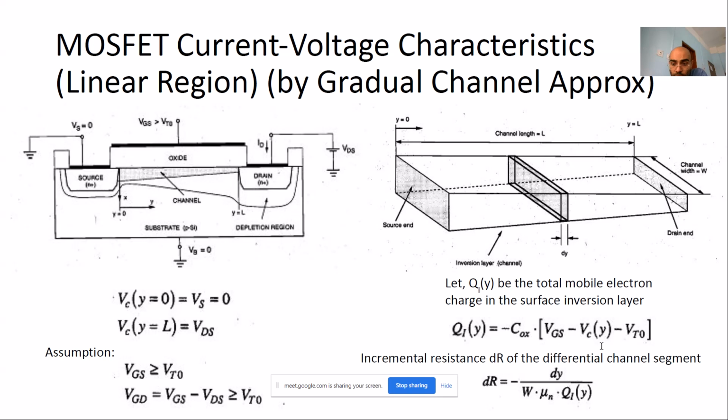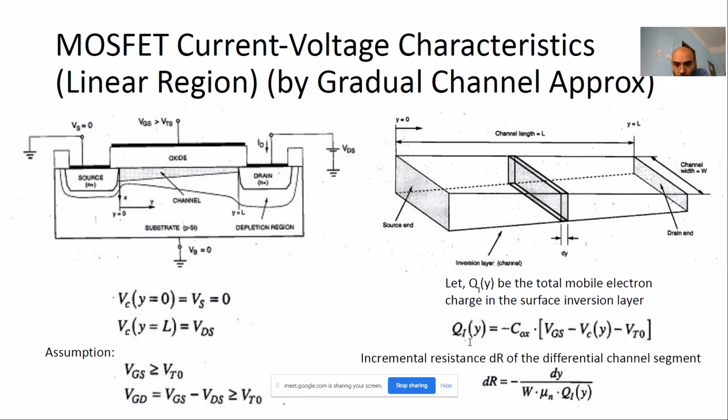Why VGS minus VC? Because this channel, as I have told you, this particular element of this long length, is at this voltage VC. So the effective voltage which this incremental region dy will feel is VGS minus VT, because this is the effective voltage of the device. So VGS minus VT, and you have to subtract this channel voltage VC also. So this is the charge present.